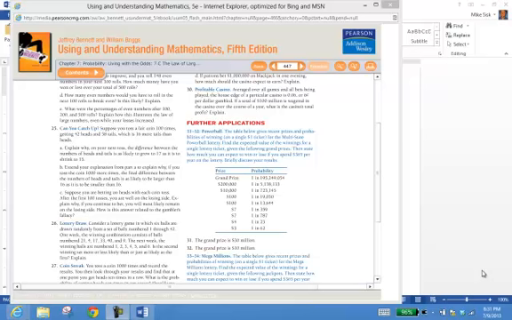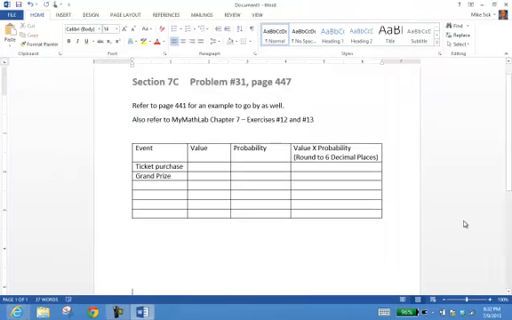Welcome to this video where I'm going to show you how to do one of the two exercises in section 7C that we may not have time to do in class time because of all the issues that have come up this semester. It's problem number 31 on page 447, and I've got a picture of it right here where it says further applications. This is a picture of it in the ebook.